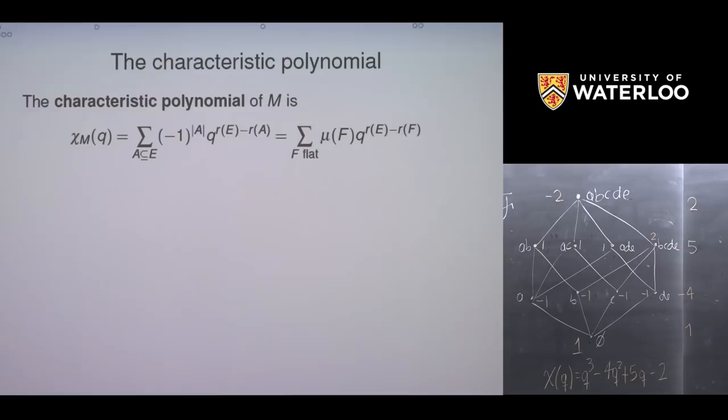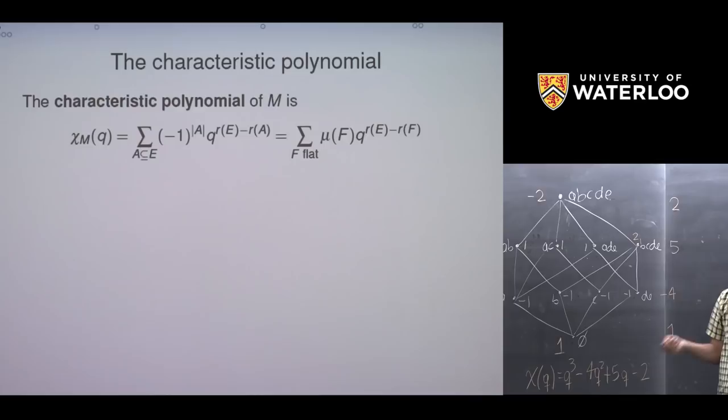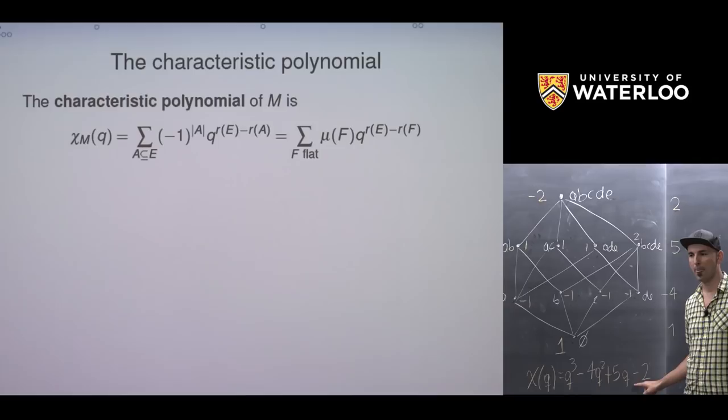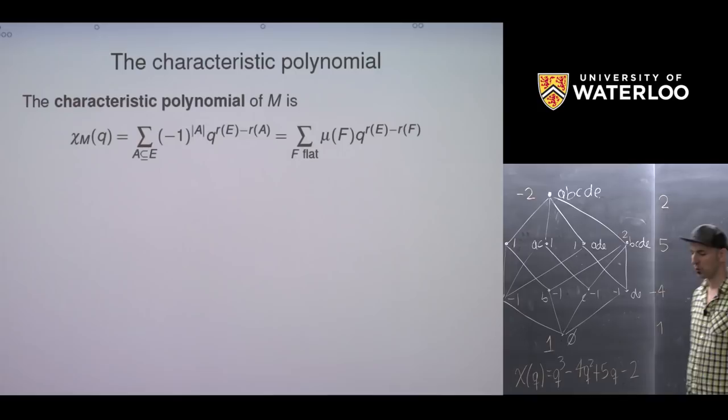So you see in the first definition, I was supposed to sum over every single subset. There's 32 of them. That's a huge sum. And this is a much more economical way of doing that calculation. This is one reason we like the lattice of flats, because it allows you to compute this polynomial very nicely. I don't think that answers why you want to compute this polynomial. I still need to convince you of why this is an interesting polynomial.